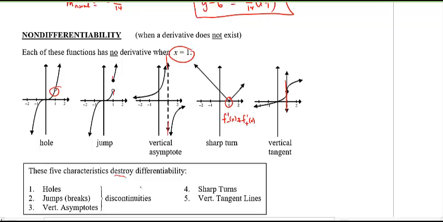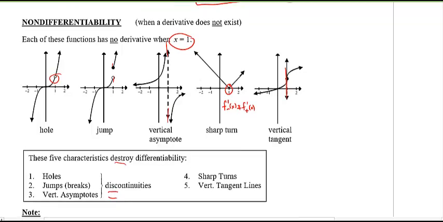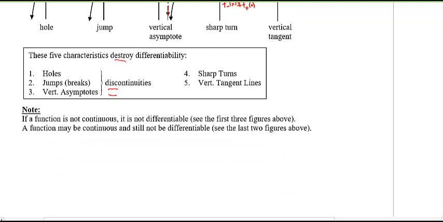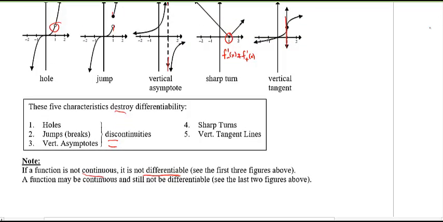The first 3 are discontinuities. There are breaks in the graph. These last 2 are not breaks, but they're sharp turns or vertical tangents. Okay. And a note here, please. If a function is not continuous, it is definitely not differentiable. Those are the first 3 examples. Not continuous, not differentiable at that point. But a function can be continuous and still not be differentiable. Those are examples 4 and 5, right? The absolute value graph, sharp turn, or vertical tangent. So make sure you understand that too.